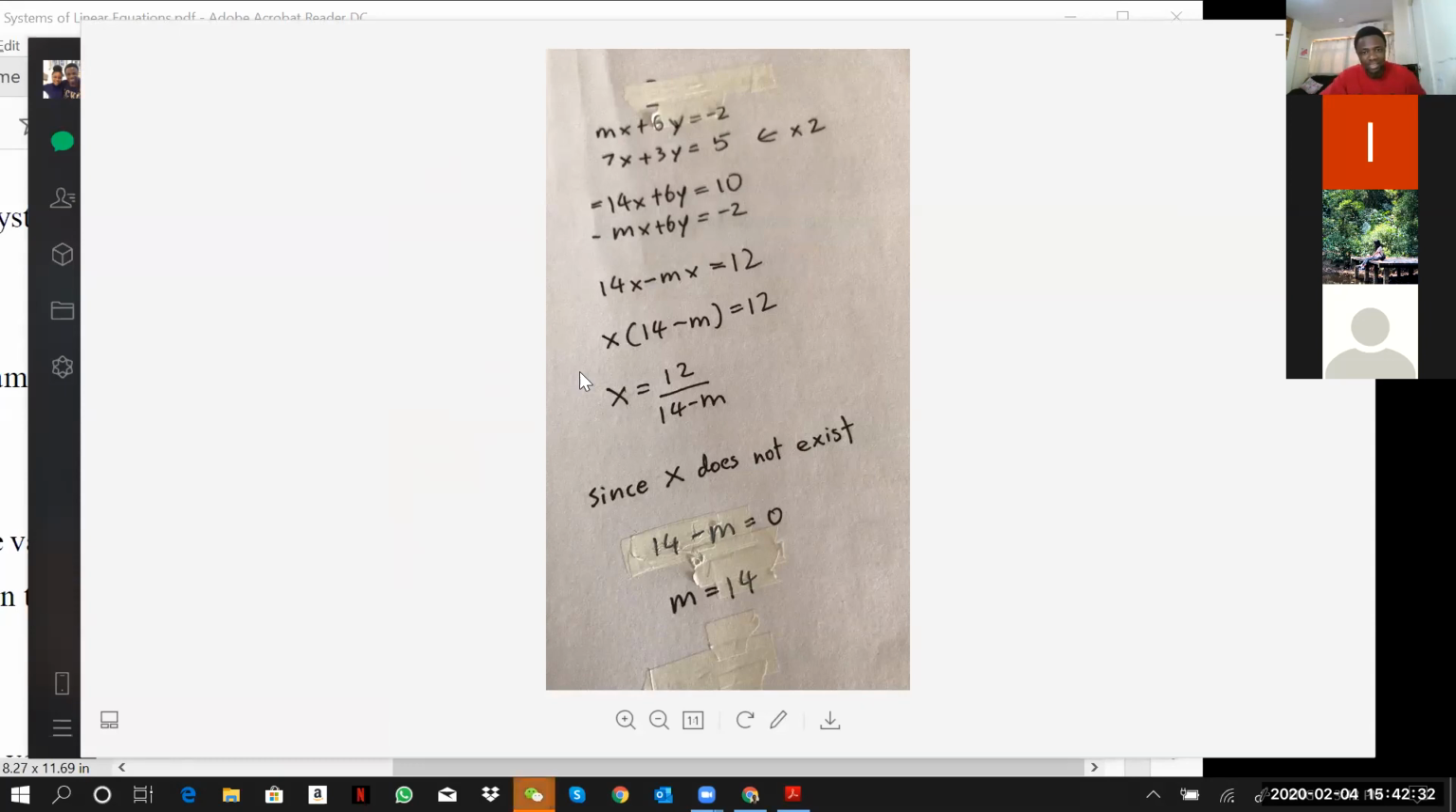Mr. Brandy, since x does not exist, yes, perfect. Wait, I think I did wrong. No, you did not. You got the answer right. I can look through it again from the beginning. We multiply by 2 so as to eliminate y. Then you get 14, that's okay. All right, so Brandon, you did that. Okay.